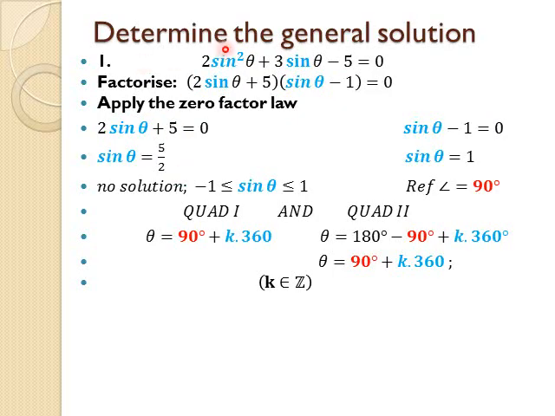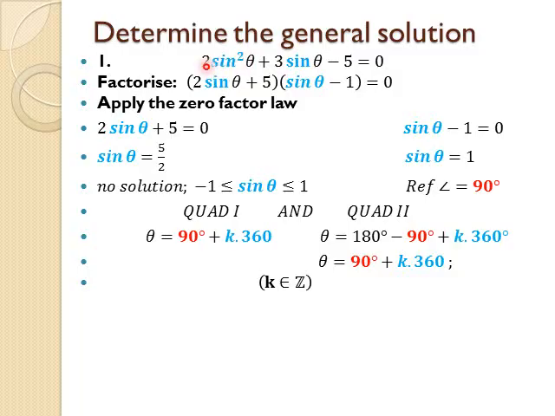Right, so number 1, determine a general solution given 2 sine squared theta plus 3 sine theta minus 5 equals 0. So we have sine squared and sine theta. That already should indicate to you that it's a factorization problem, or trinomial.